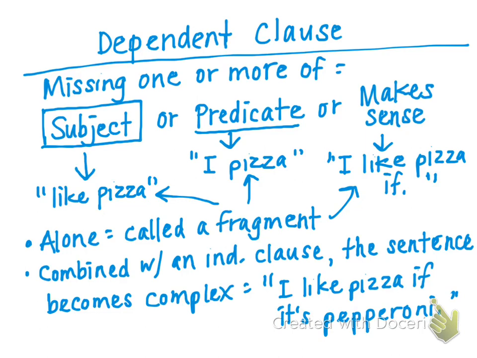So when you have any of those things, that is called a fragment. So when you have a partial clause, if you're missing your subject or the predicate or it doesn't make sense, that is called a fragment, and we don't like things to be alone like that. When we combine it with an independent clause, it actually changes the structure of our sentence. It becomes a complex sentence.